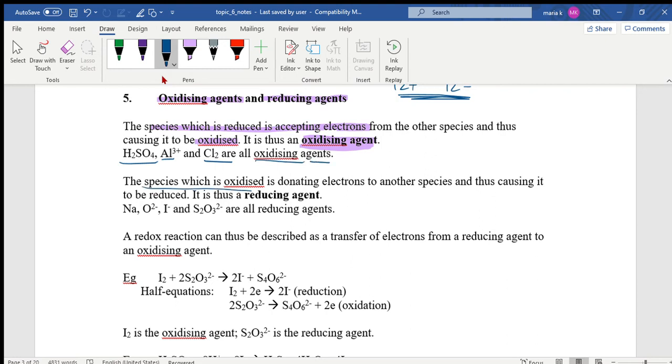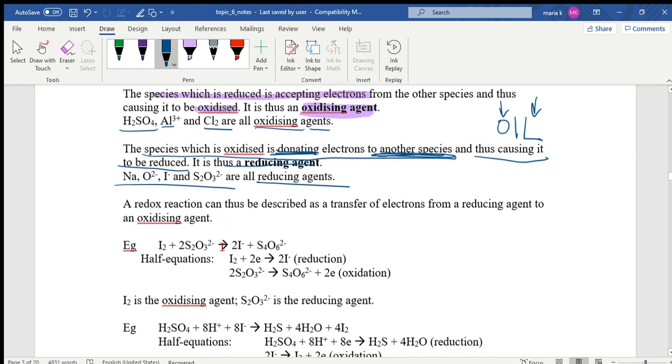The species which is oxidized is donating electrons to another species. Remember, oxidation is loss of electrons, so it's donating those electrons to another species, and thus causing it to be reduced. It is thus a reducing agent. There are some examples of reducing agents.